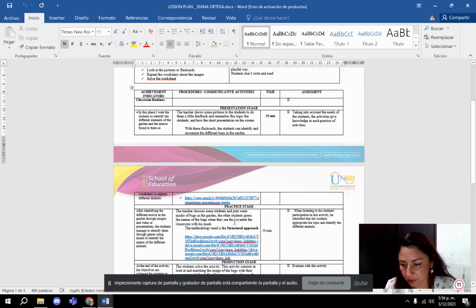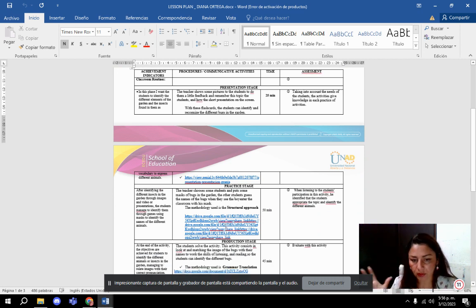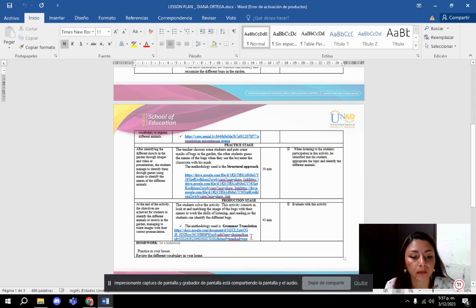In the practice stage, the teacher chooses some students and puts some masks of bugs in the garden on their faces, and the other students say the names of the different characters and the bugs. When they see a student enter the classroom with the mask on, the methodology used is the structural approach. When listening to the students' participation in this activity, they can identify the other students' appropriate topic and identify the different animals in the garden.